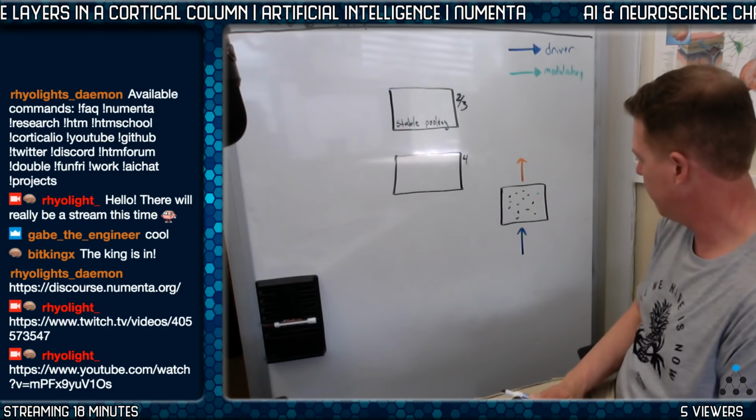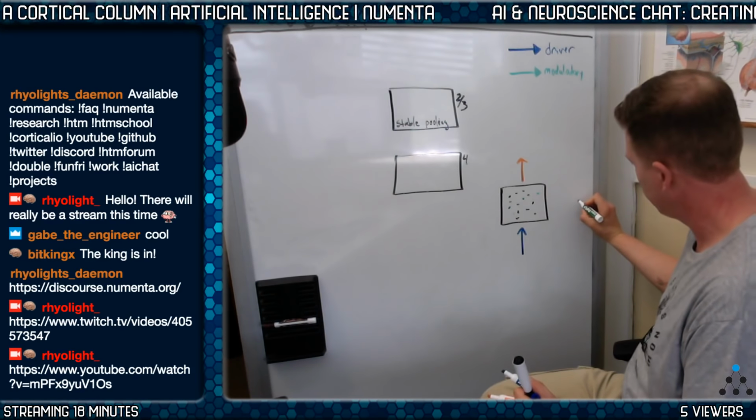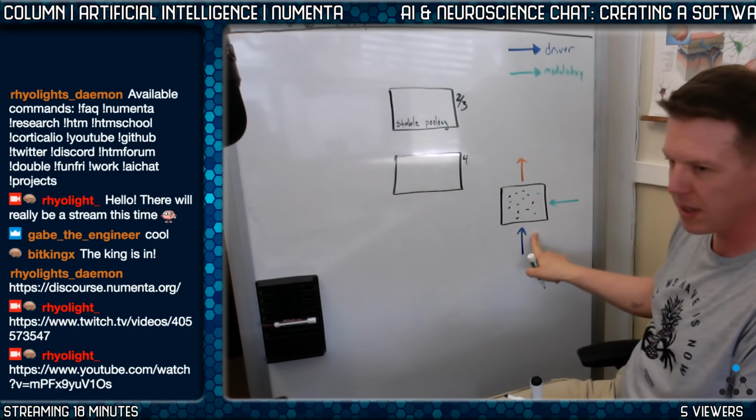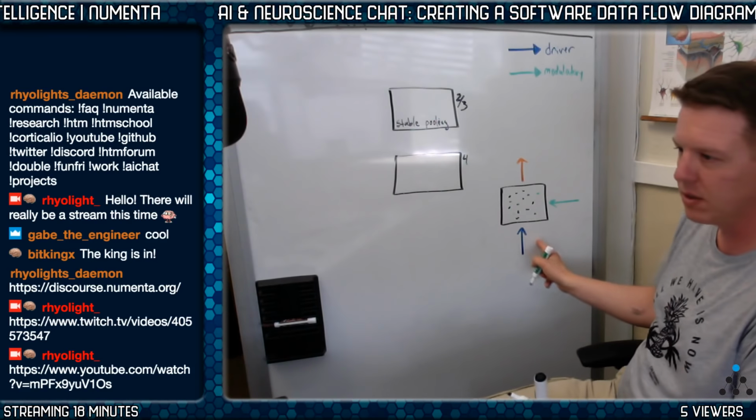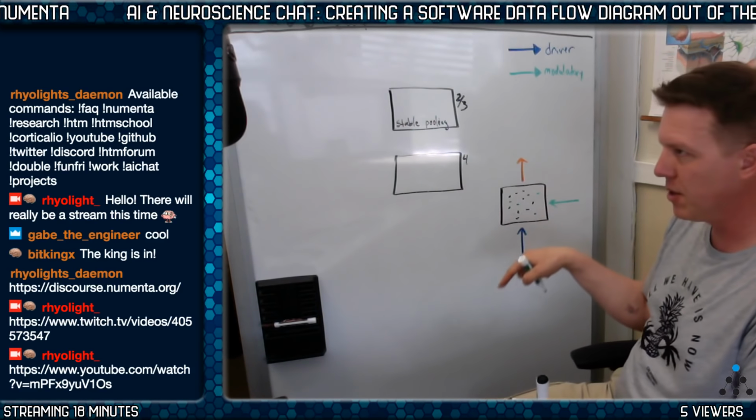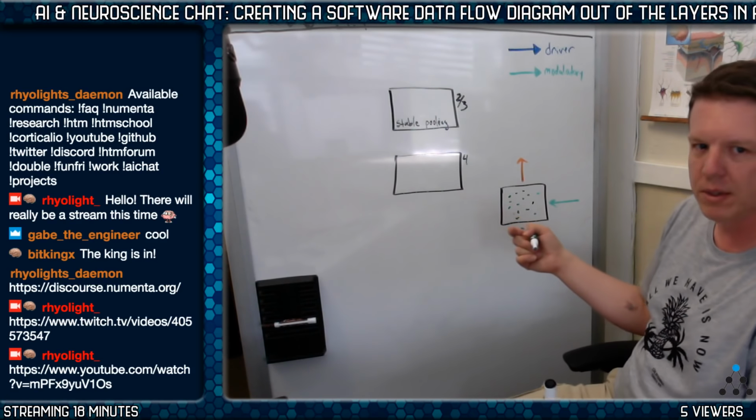I drew these coming from the side. Typically you'd say proximal input would be the driver input, because that's what causes cell activations. And other types of input would be modulatory input, whether it's apical or distal.